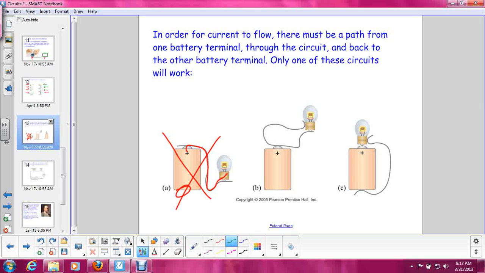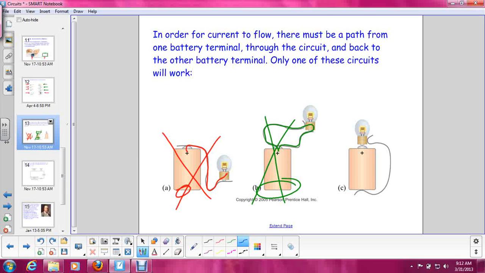Let's try this next one. Start on the terminal, move up to the same terminal. Now, this looks like a closed loop, but in order for it to be a closed circuit, it needs to pass through from one terminal of the battery to the other. And this one never actually gets to the negative terminal. So that one doesn't work.